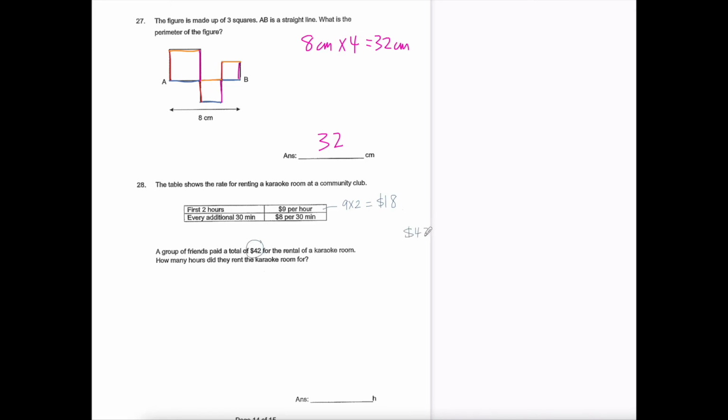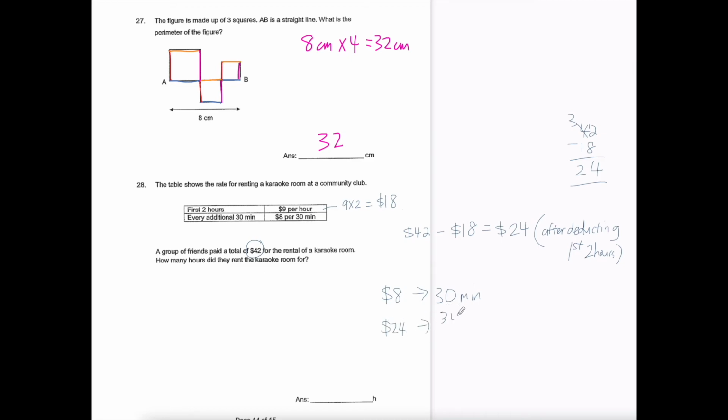Let's take $42 and minus away the first 2 hours first. Let's see what we are going to get. You're going to get $24. This is after deducting the first 2 hours. So we still have $24 left. It's $8 per 30 minutes. So if it's $24, how many 30 minutes are there?